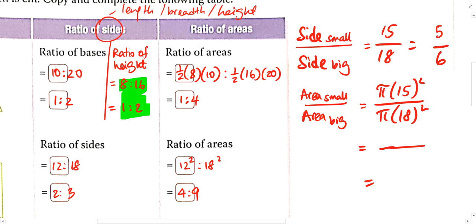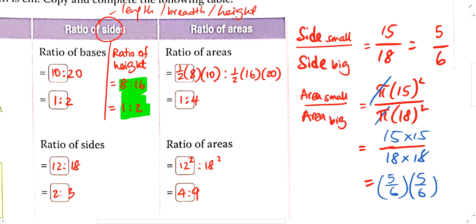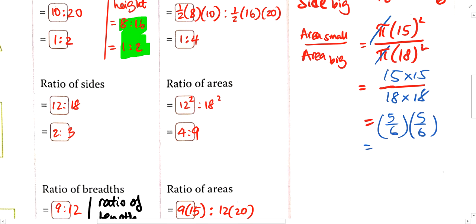So pi can be cancelled. I'm left with 15 times 15 over 18 times 18. I'm just writing it this way so that you can see where the square of the sides comes out. So I got 5/6 times 5/6, which is actually 5/6 squared, which is then 25/36.